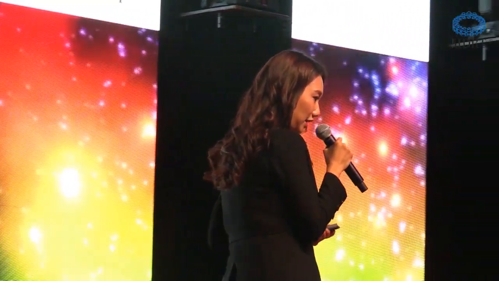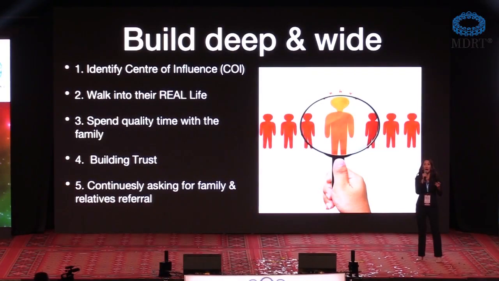This is some of the things that I want to go through with you, a quick one, on what I do and how I do it when I'm building my family business. One, you have to identify a central influence. I always identify the COI. The COI in the family is very, very important. You know why? Without the COI, there's nobody going to talk about you. But the COI is actually a great influence.